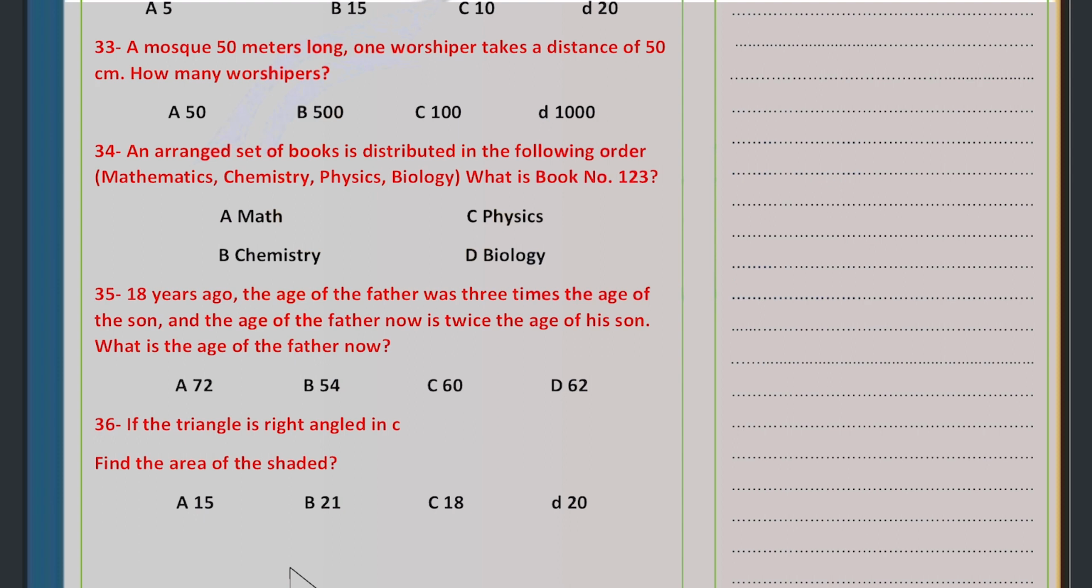Question number 35. 18 years ago, the age of the father was 3 times the age of the son. Okay. Father and son. The ratio was 3 and here 1. And now it's twice the age of his son. Now, after 18 years, it's twice, here 2 and here 1. So now, what is the age of the father now?